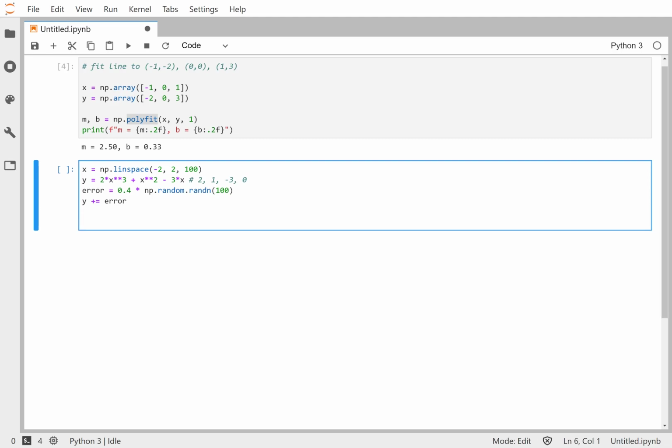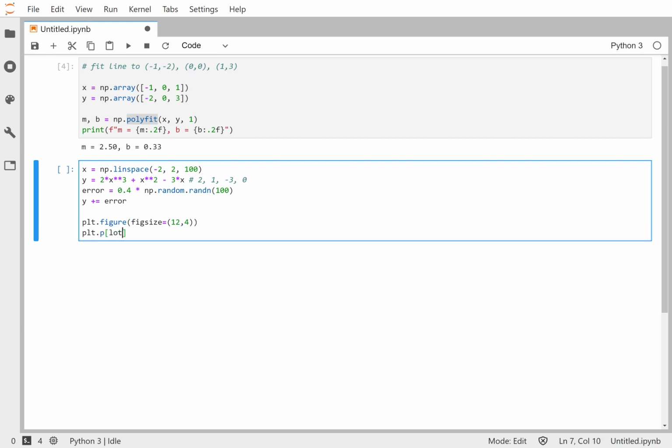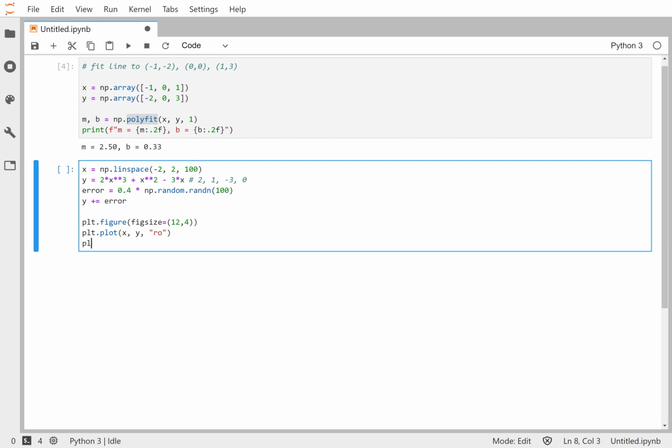Let's plot it just to see what this all looks like and make sure I didn't make it too noisy. So I'm going to make a figure here that's wider than normal. Let's go with 12 and 4. I think the default is 6 by 4, so we'll make this like twice as wide as normal. And then I'm going to plot x and y. And let's use dots for these. We'll do red dots to represent our data. We'll do bigger dots. Period for little dots, O for bigger dots. And let's show it.